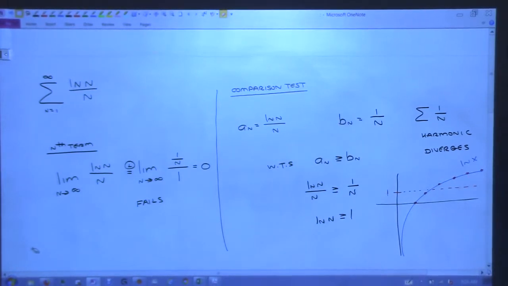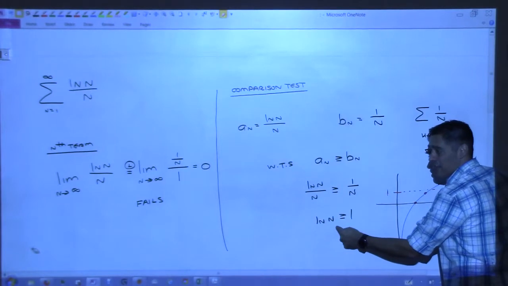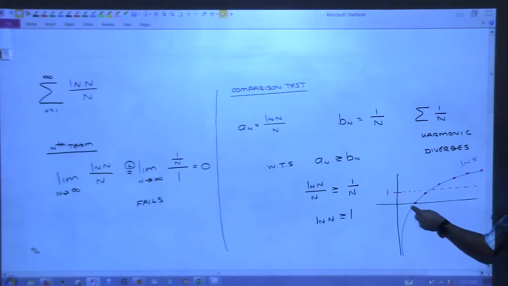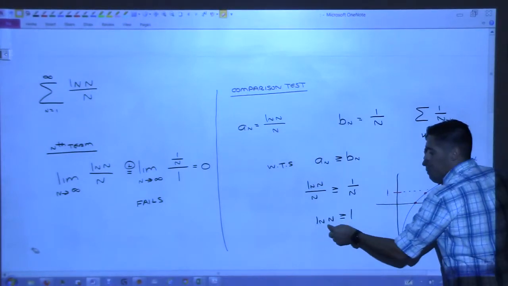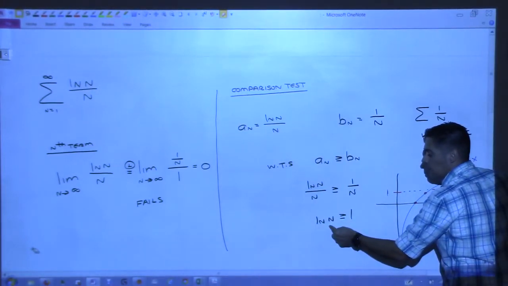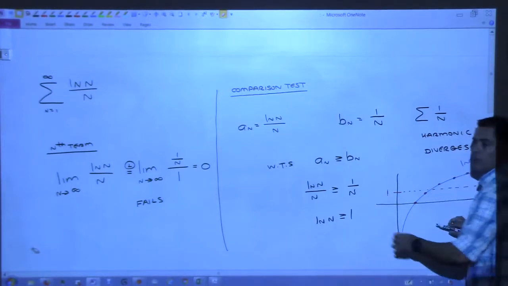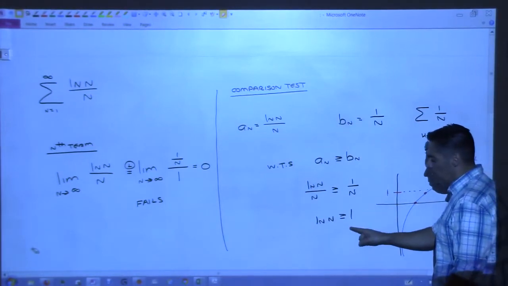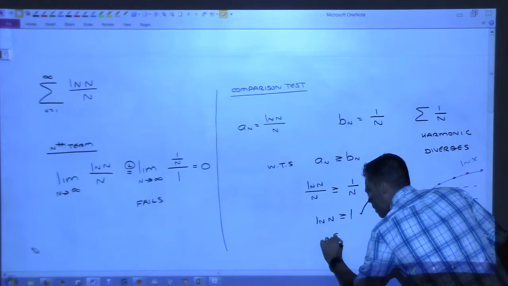So this inequality is not true right off the bat. If I say n is 1, then obviously this is going to be 0, and 0 is not bigger than 1. Now, what's natural log of 2? 0.69, so it's still not working. What's natural log of 3? There we go. So it takes till we get to 3, but after that, we're good. So this inequality is not true all the time, but it is true eventually.